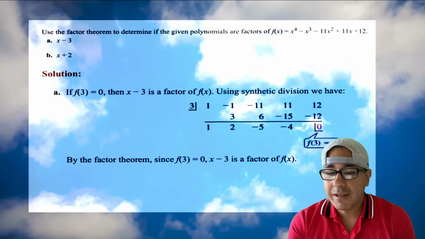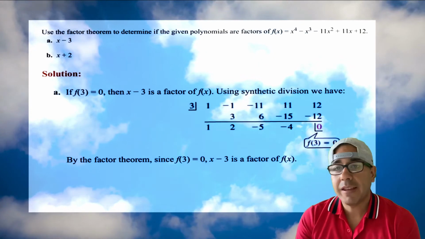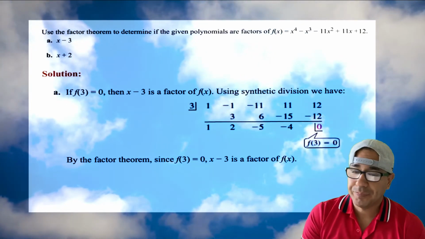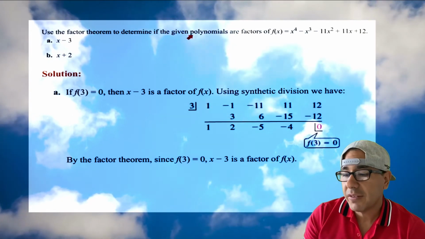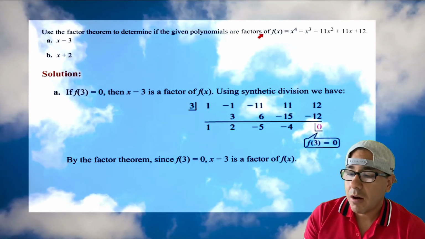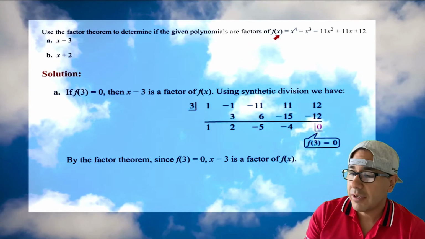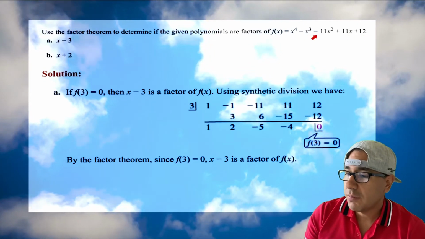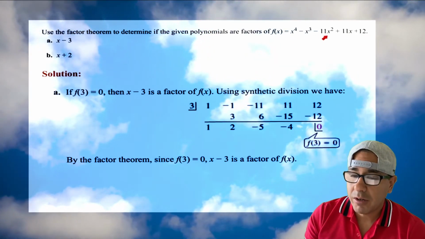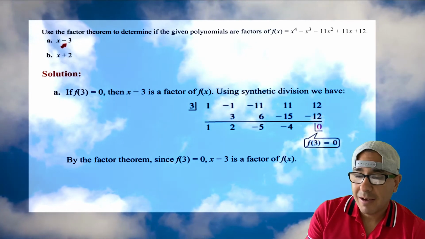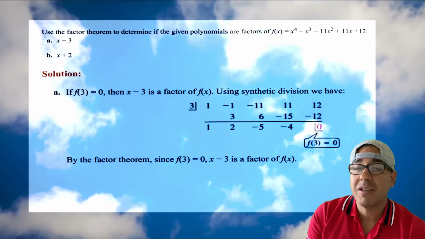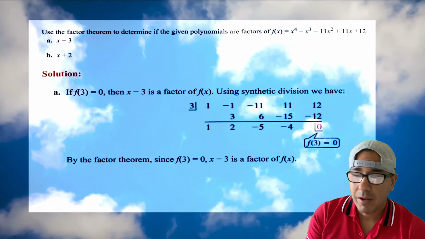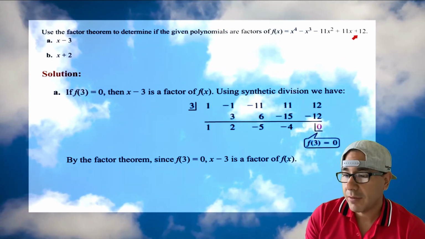All right, so let's go ahead and look at this question and then we'll dive into the solution. So here we go. Use the factor theorem to determine if the given polynomials are factors. Here's our initial polynomial, and what we want to know is, are these potential polynomials factors of this one right here?